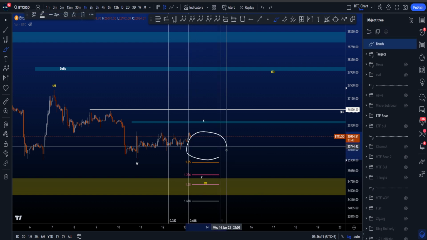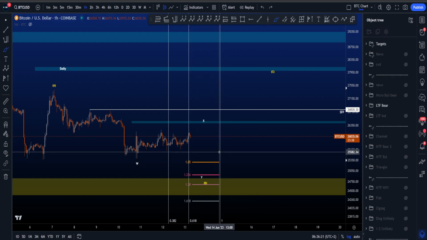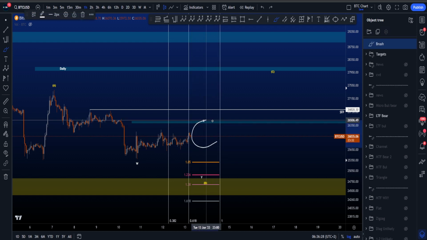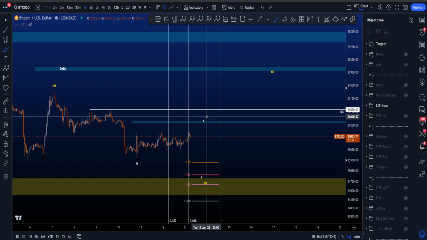But for now, let's first see what price is going to do in this time area, with the 1-to-1 being at the 14th of June, 2 p.m. Also, because of the news today, we might see some volatility in between these FIB times, so that could be interesting for this wave X as well, to maybe finish wave X and then move down for wave Y.